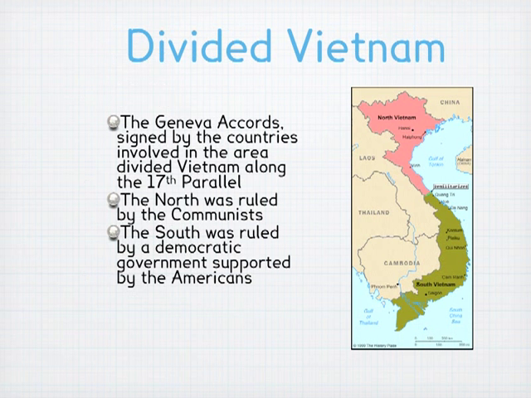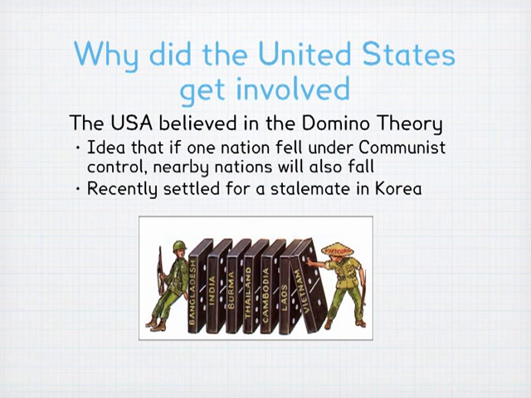Vietnam itself was divided by the Geneva Accords, which were signed by the countries involved in the area, including China, Vietnam, Laos, Cambodia, United States, France and Great Britain. And it was divided along the 17th parallel, which you can see on this map as the thin green line. The north was ruled by the communists. The south was ruled by a democratic government supported by the Americans.